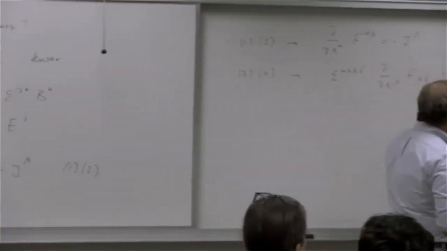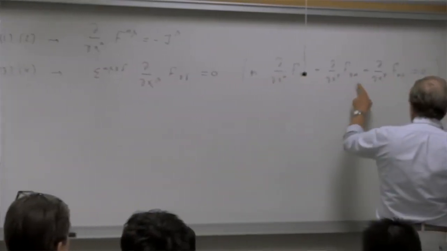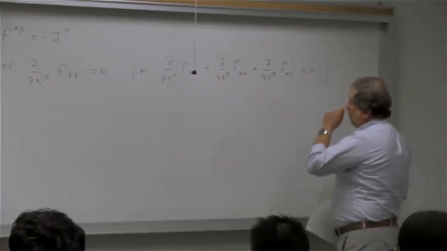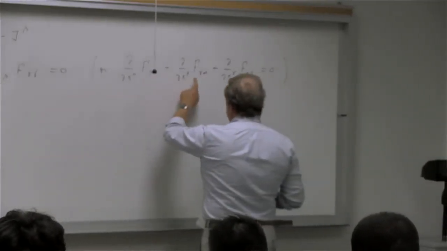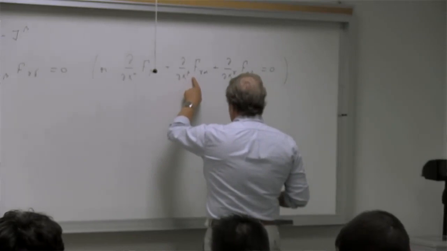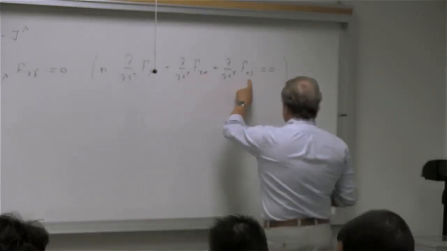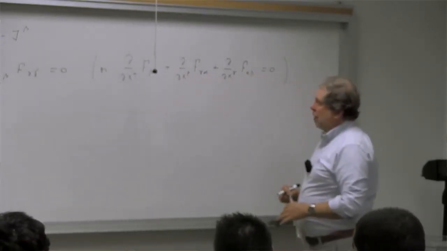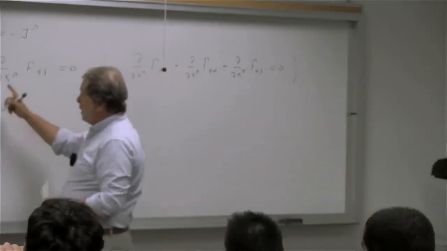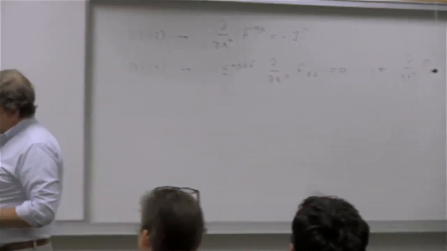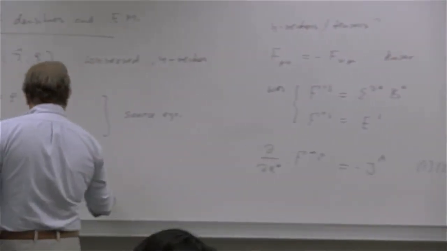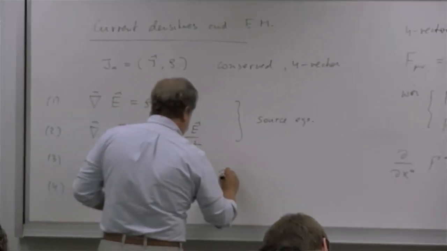So the only case in which this expression is useful is when all the indices are different: alpha, beta, gamma. When all the three indices are different, then you get something useful. It's exactly the same as that, and it is the same as the source-free equation.